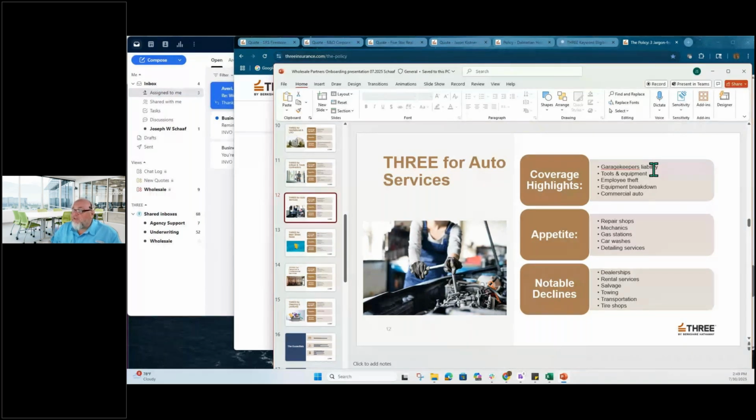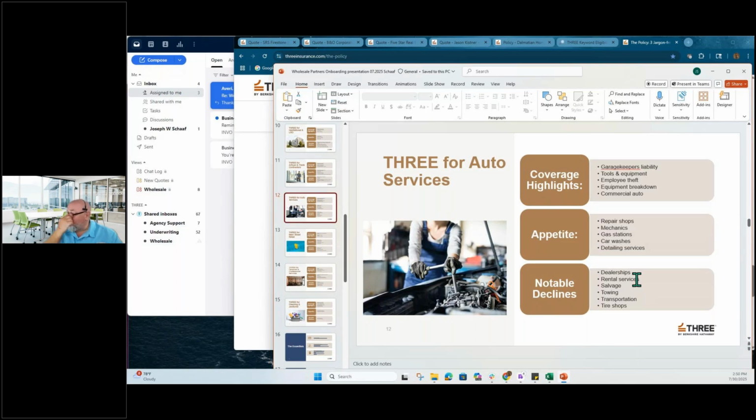Some of the notable declines down here, dealerships, newer used cars. The reason that we can't do dealerships is because we have to schedule every vehicle on our policy, being a comprehensive policy. In the dealership situation, you can see where that would be unfeasible. Just too many vehicles moving on and off the lot. We don't do rental services pretty much of any kind. So think of rental of vehicles, but also rental, let's say, ladders or equipment for machinery, either construction or farming or any type of rental really becomes an issue for us.